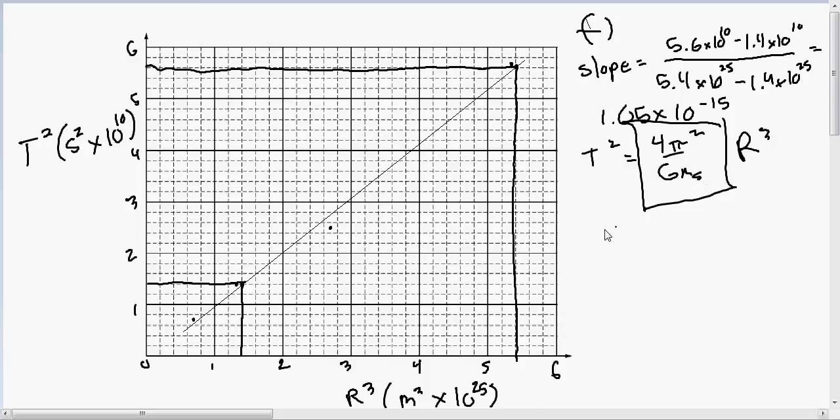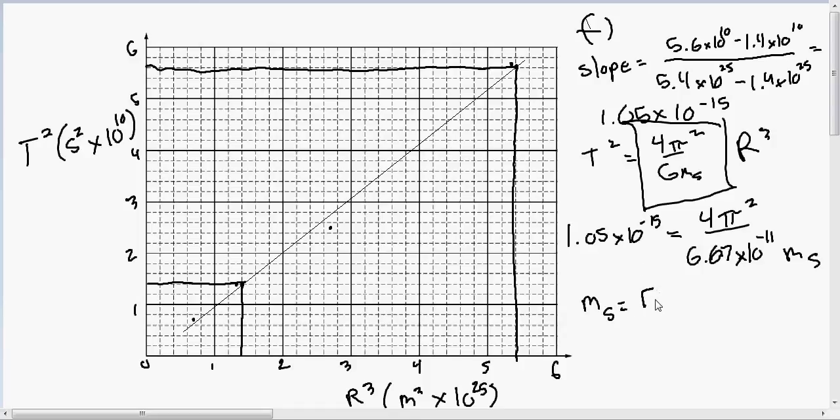So 1.05 times 10 to the negative 15th equals 4 pi squared over the gravitational constant, which is 6.67 times 10 to the negative 11th, times the mass of Saturn, which we're trying to find. And algebraically, we will find that the mass of Saturn is equal to about 5.64 times 10 to the 26th kilograms.